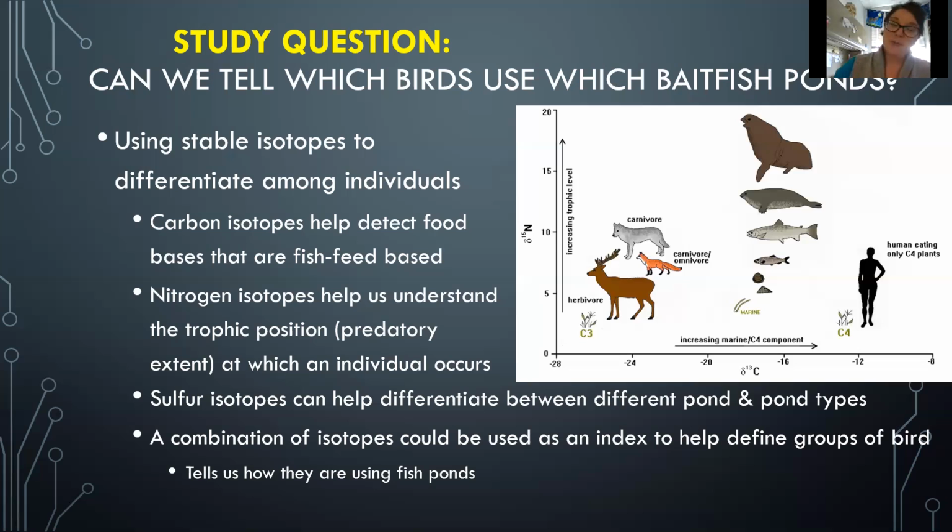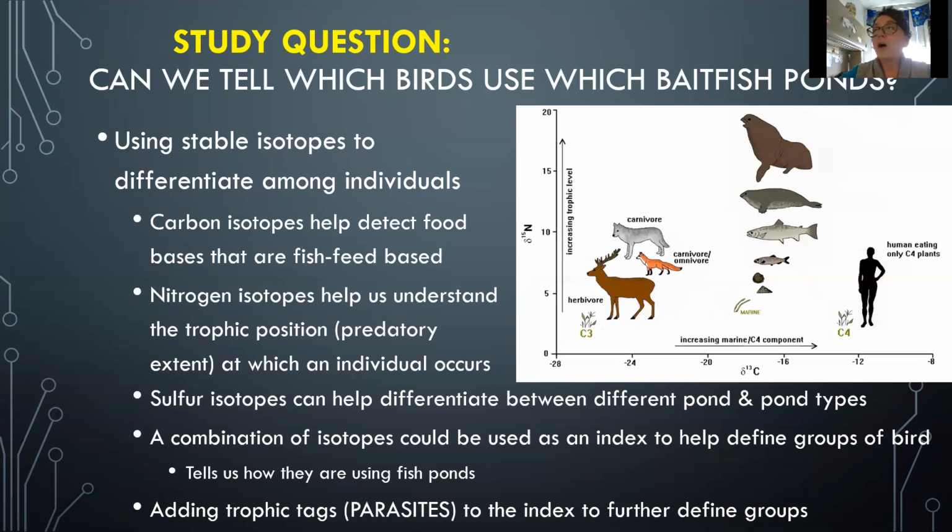My component of the research as a parasite ecologist was to add yet another layer onto this using trophic tags, which are the parasites themselves. And we're going to add that into the model or into the index to really try and further differentiate things. If we know that a bird has been foraging on a pond of golden shiners, it's going to have the parasites from those golden shiners in it, whereas a different bird foraging on green ear sunfish is going to have parasites associated with that fish instead. So we should also see differences in the parasite communities if the birds are foraging on different ponds.